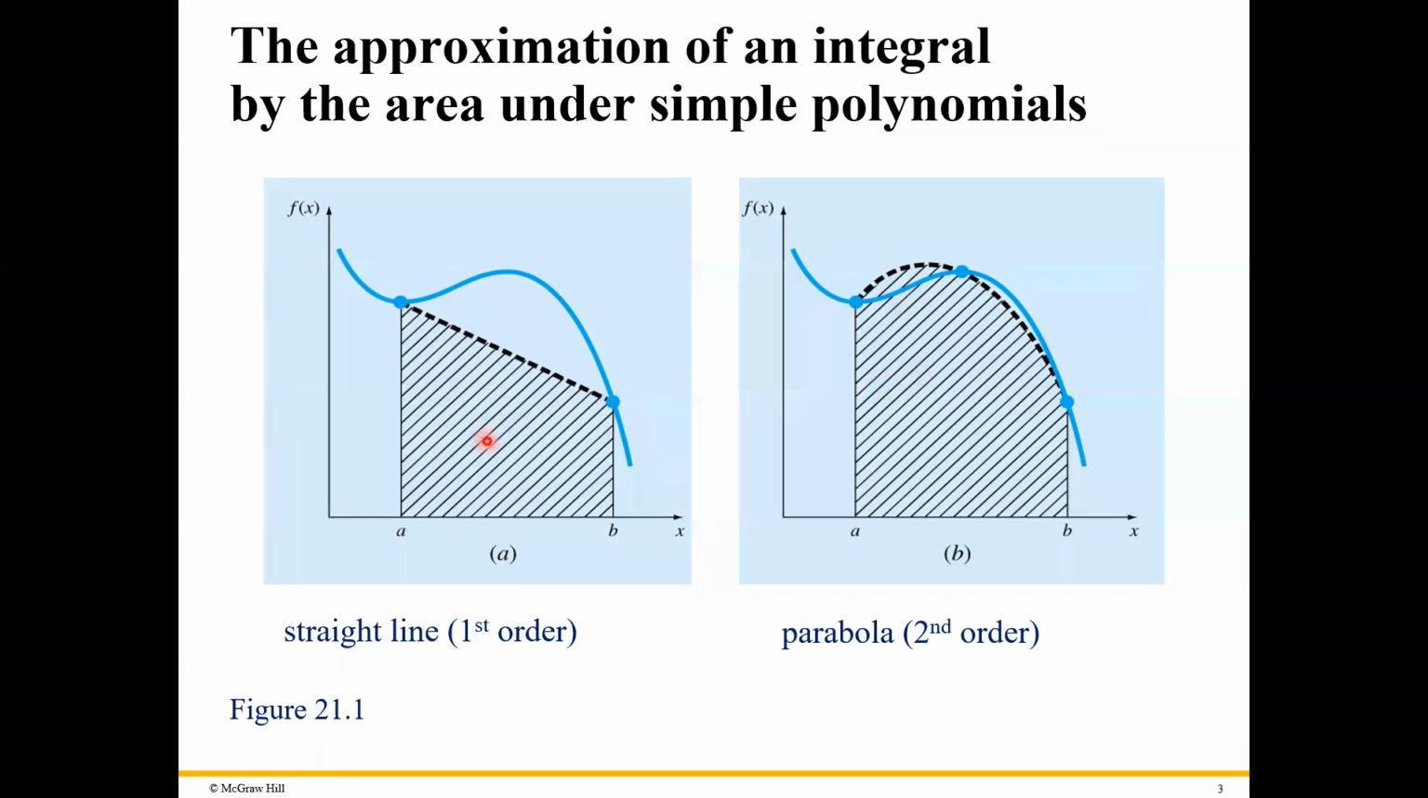So we can apply the straight line approximation, we can apply the parabolic approximation, and accordingly we will have the trapezoidal rule and the Simpson's rule. In the trapezoidal rule, we will apply the straight line approximation. In the Simpson's rule, we apply the parabolic approximation.